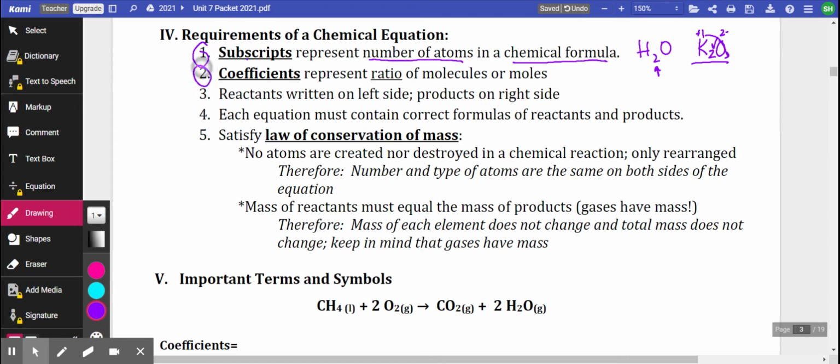Our second rule is that we're going to be using something called coefficients. These represent the ratio of molecules or of moles. Molecules would be at a very small scale. Moles is a much bigger scale that's more realistic. Again, reactants are on the left side, products are on the right side. You have to have the correct formulas of your reactants and products. It must satisfy the law of conservation of mass. So this is actually why we use the coefficients.